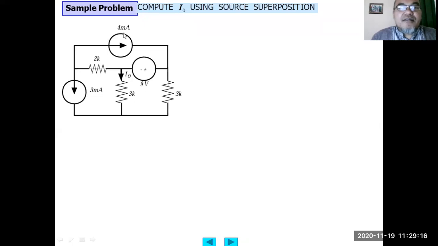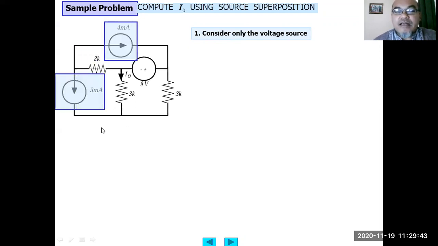Okay, another example here, compute using source superposition. So we have 3 sources here: 2 independent current sources, 4 milliampere and 3 milliampere, and 1 independent voltage source, 9 volt. We are asked to calculate the I output flowing through the 3 kilo ohm resistor. First, consider only the voltage source. It means we open circuit the other 2 independent current sources.